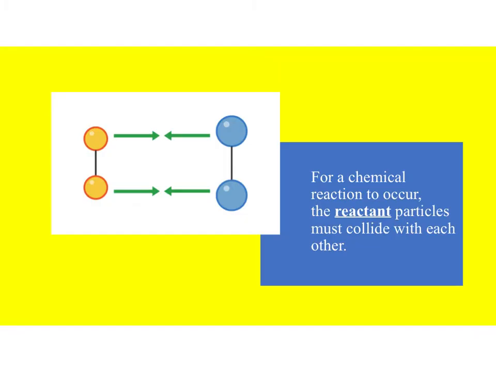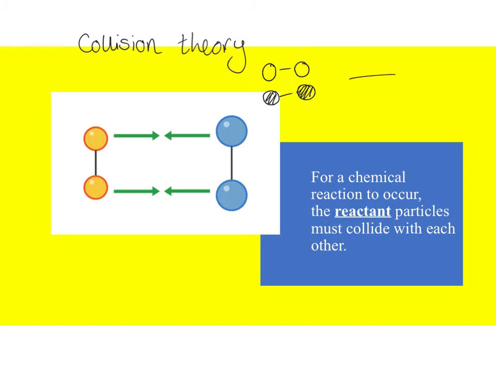Okay, so we're going to look at what needs to happen for a chemical reaction to take place, okay? And this is also known as collision theory. Okay, so for a chemical reaction to occur, the reactant particles must collide, okay? So if we're thinking about writing or drawing out a chemical reaction, we've previously learnt about how we have our reactants on this side, and how we have our products on this side.